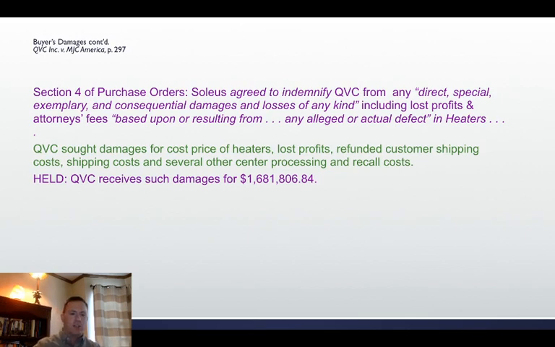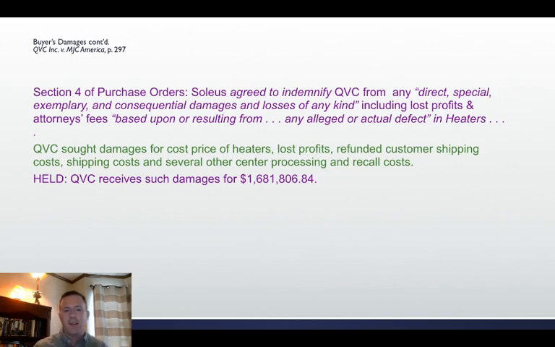However, there's also some incidental damages, and it was really easy for QVC because Soleus' own contract agreed to indemnify QVC, as you see at the top there. This is their purchase order. And if you don't know, indemnify just means to pay back somebody for something that they've suffered because of your fault. They agreed to indemnify QVC, it says in their own contract, quote, for direct, special, exemplary, and consequential damages and losses of any kind, including lost profits and their attorney's fees, quote, based upon or resulting from any alleged or actual defect in the heaters.